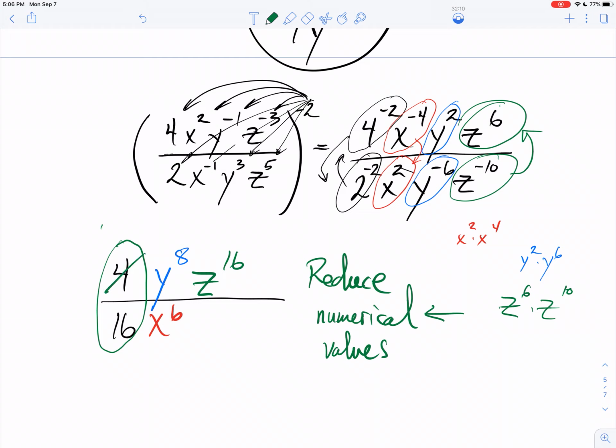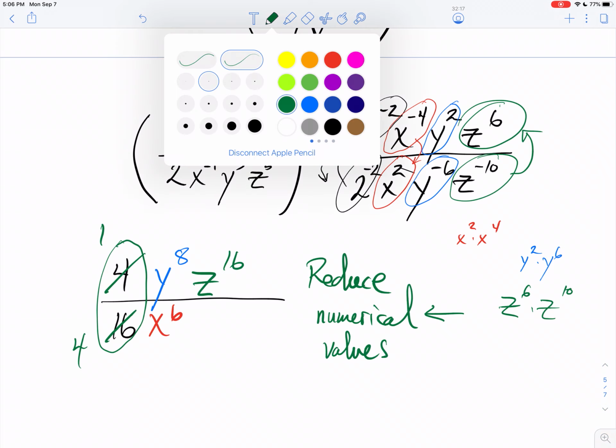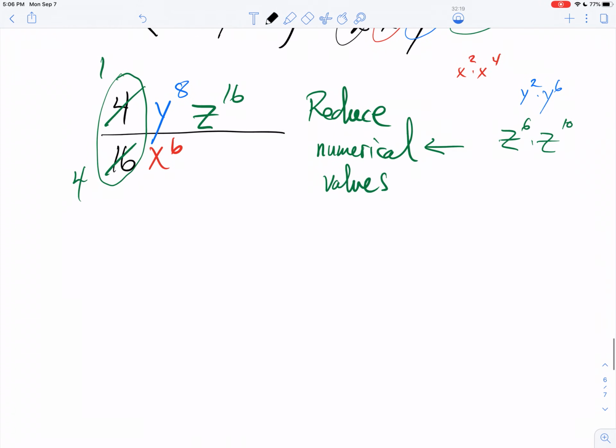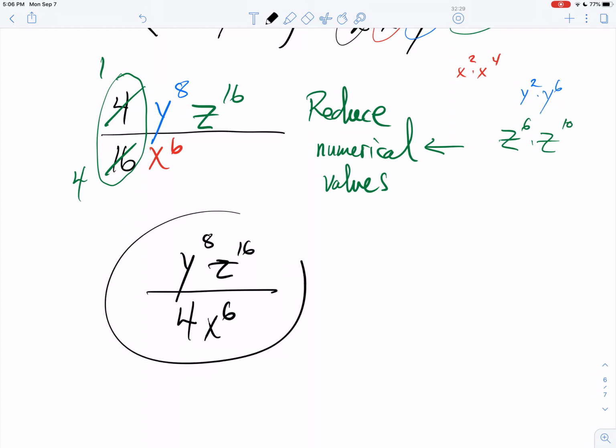4 goes into it once. 4 goes into that 4 times. Now I've got a final answer, and it's beautiful. This is a beautiful final answer. I have y to the 8th, z to the 16th, the whole thing over 4x to the 6th, and that's a great answer. Me gusta mucho.